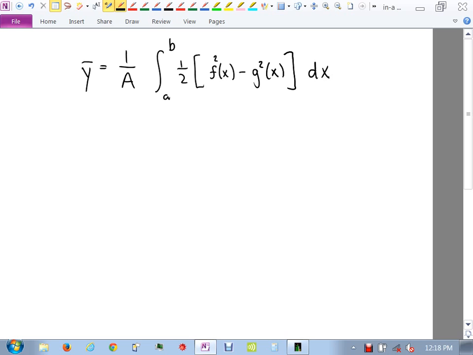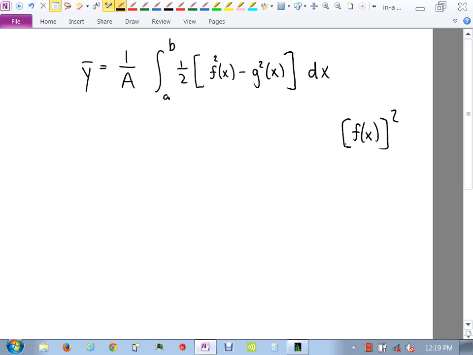So those squares mean square the function, right? In the past, I've written it like this. But I'm just putting the squared there now. Okay. That's it. Those are the formulas. That's what you would need for center of mass.